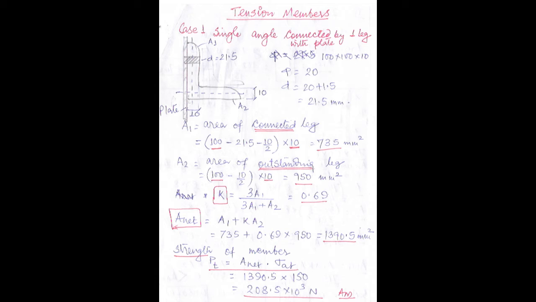If it is not mentioned in the exam, you can assume it as 150 MPa and write it down, assuming sigma AT equal to 150 MPa. So from here we are getting the strength of the member 208.5 into 10 cube Newton.